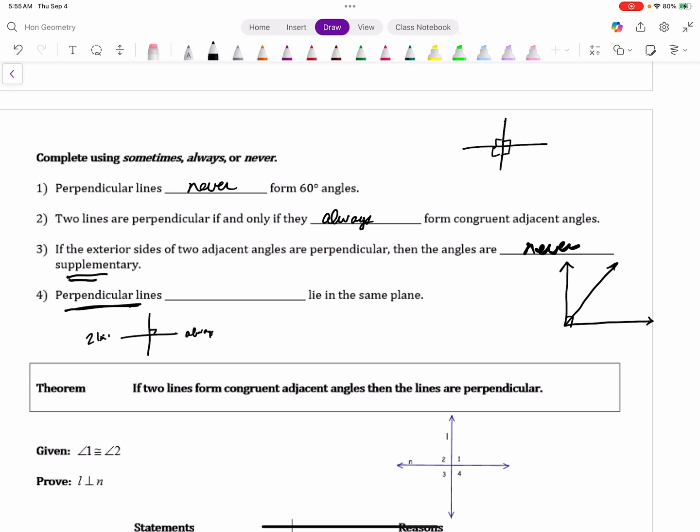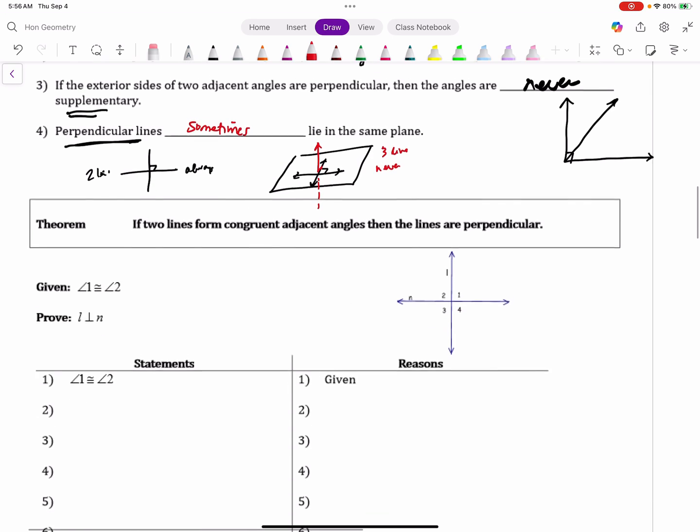But if you had three perpendicular lines and they're all perpendicular to each other, ooh, okay, then two of them would have to be in the same plane, because remember, any two lines are coplanar. But to have a third one perpendicular to these other two, it would have to go through the plane and be perpendicular like that. So if it's three lines, it would be never. So it's got to be sometimes.